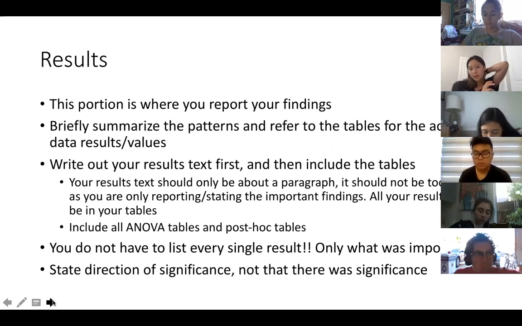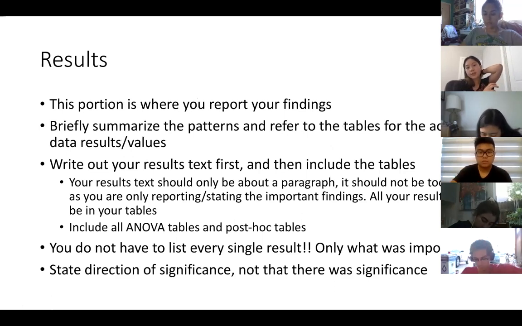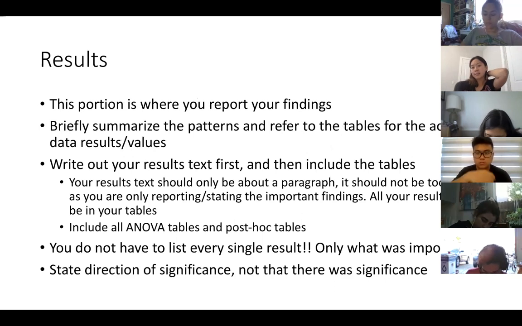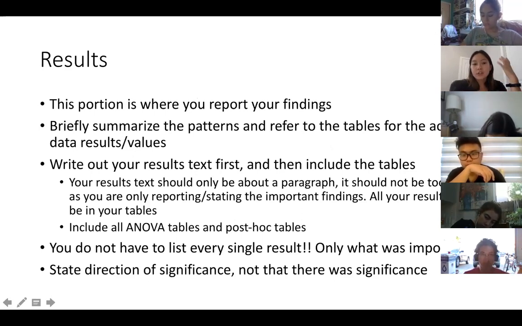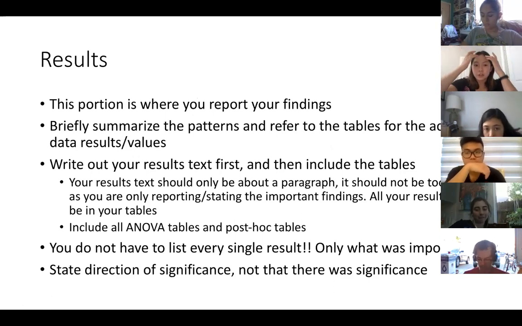Okay, moving on to the results. This is the portion where you're going to report your findings. This is the part that everybody is interested in besides your discussion. So you're basically briefly summarizing the patterns and referring to the tables for the actual data results / values. And I'm going to show you guys what your tables should look like in just a second. But you're going to write out your results text first and then include all the tables below the text.